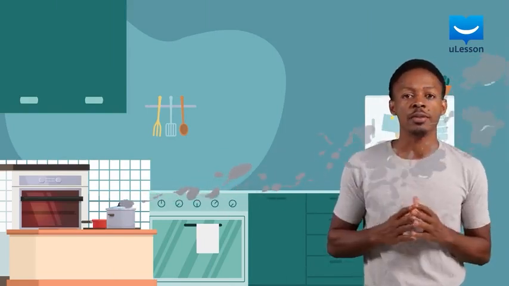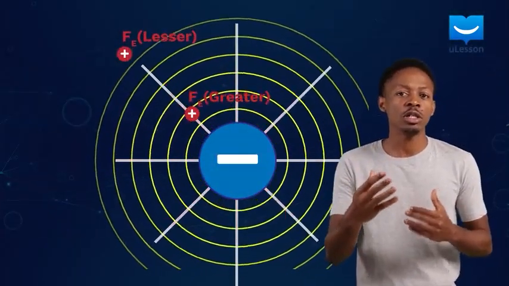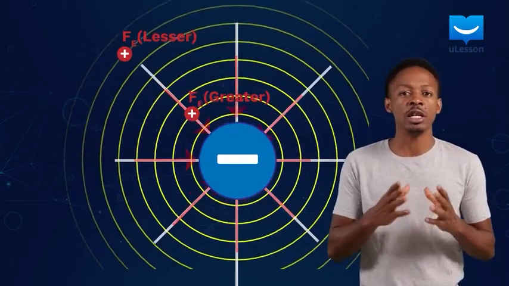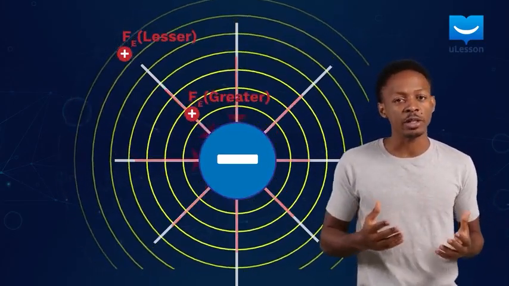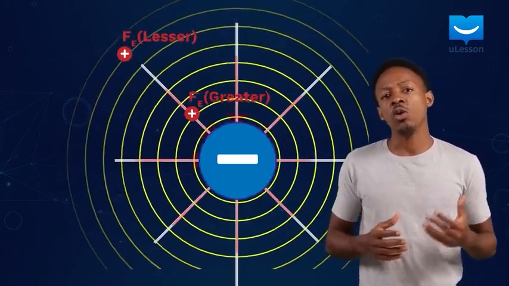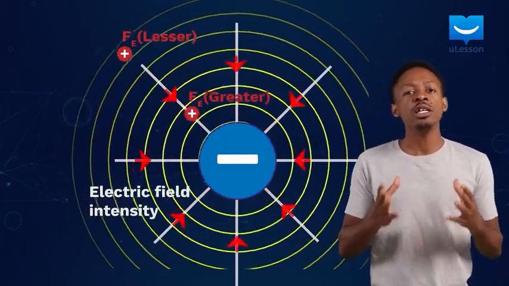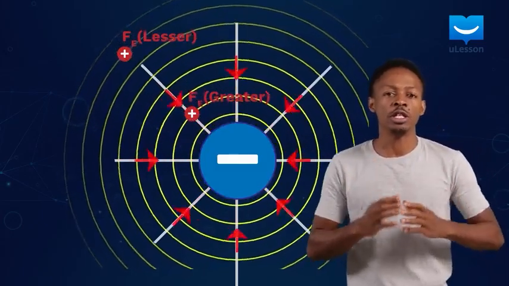And this is a lot like the aroma of a delicious meal cooking in the kitchen. A faint scent could be perceived from even 100 meters away. But as one gets closer to the source, the strength or intensity of this aroma increases. So the closer the charged body is to the charge producing the electric field, the greater the magnitude of electric force that will be experienced. And this effect is what we refer to as electric field strength or electric field intensity, which leads us to what we shall discuss in this lesson: electric potential.